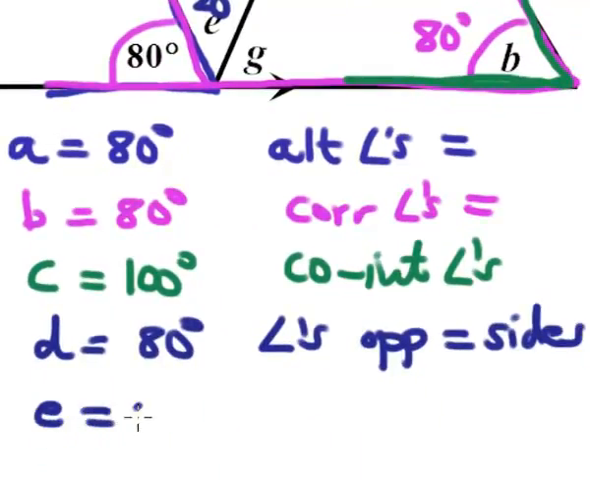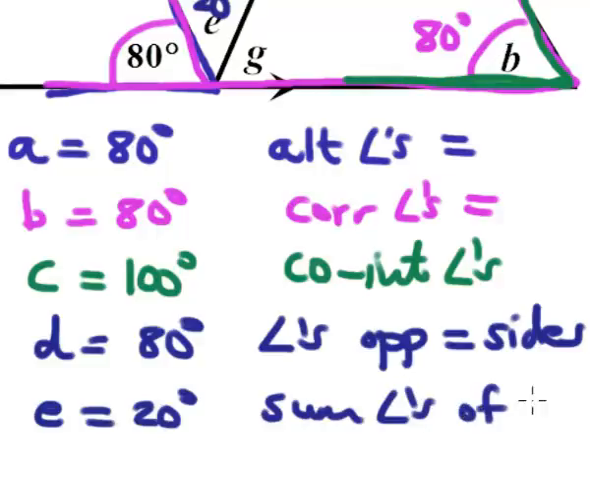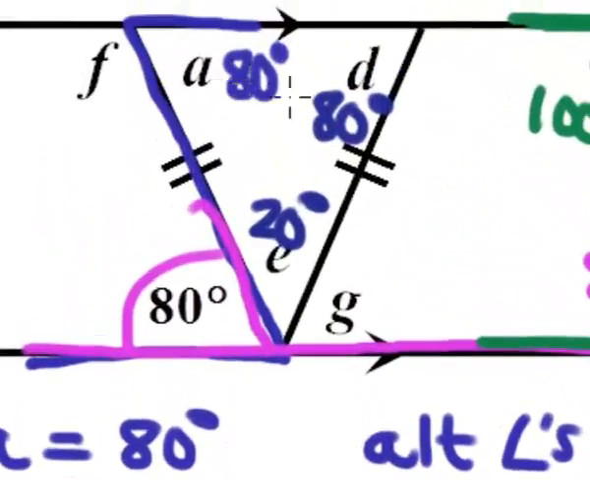E must be 20 degrees. Why? Sum of the angles of the triangle. In other words, if that's 80 and that's 80, that's 160. So you need 20 to make up 180 degrees. Sum of the angles of a triangle.